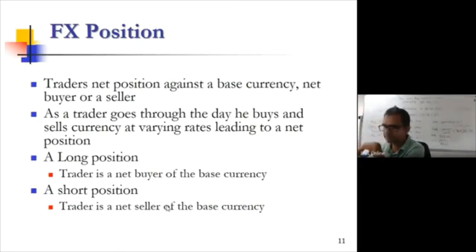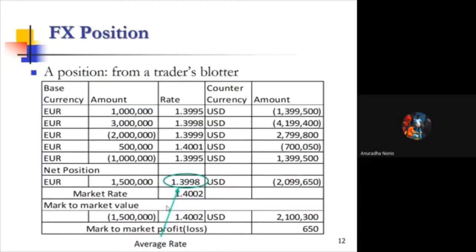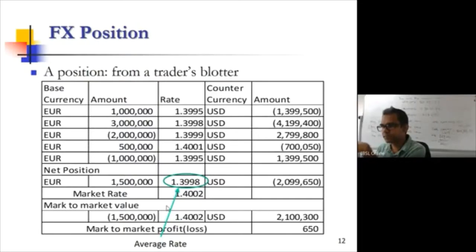Any other question? Can you give us an example on long position, please? This one. So as a trader, you have to record all the transactions that you do, which is called the trader's blotter. So this is an example of a blotter. You can see base currency is euro. What is the amount? Plus amount means you have bought. Negative amount means you have sold. So what is the rate and what's the counter currency?